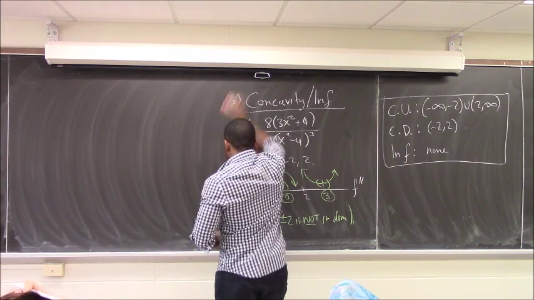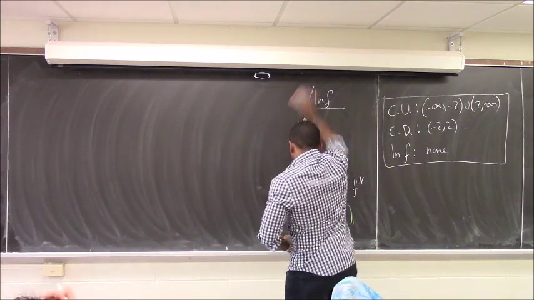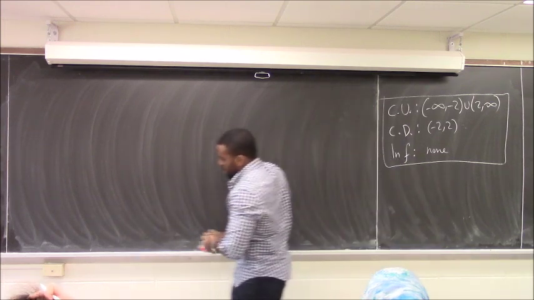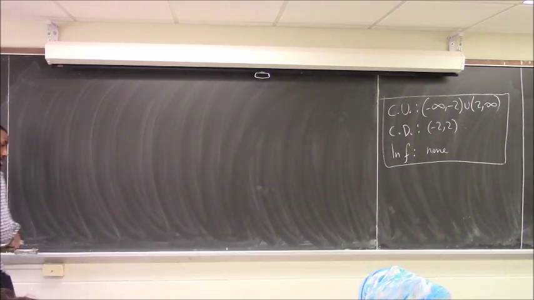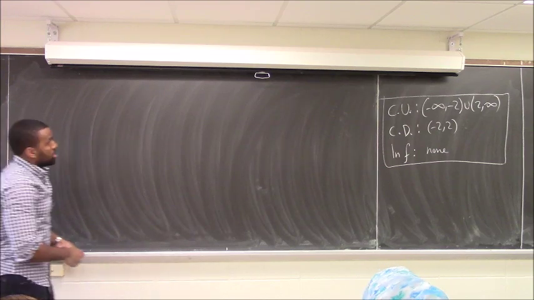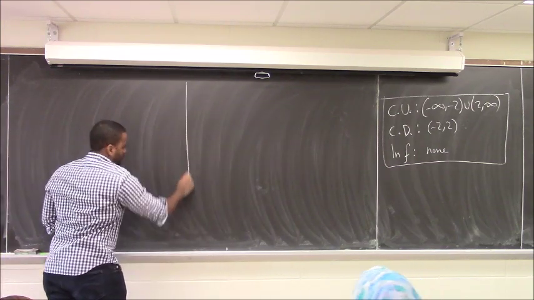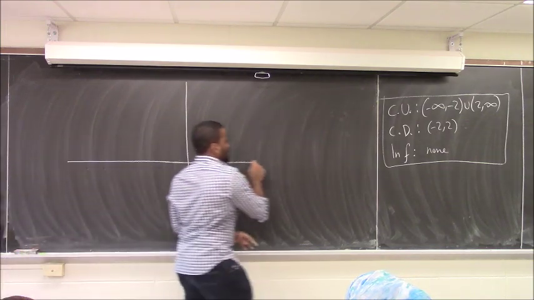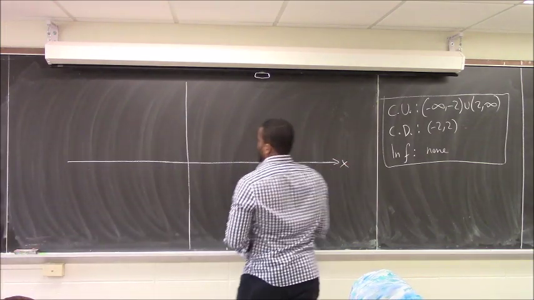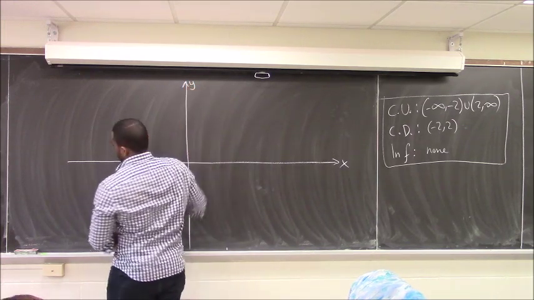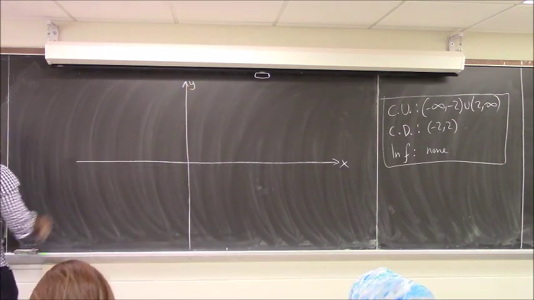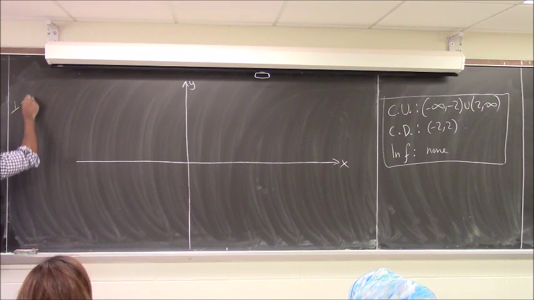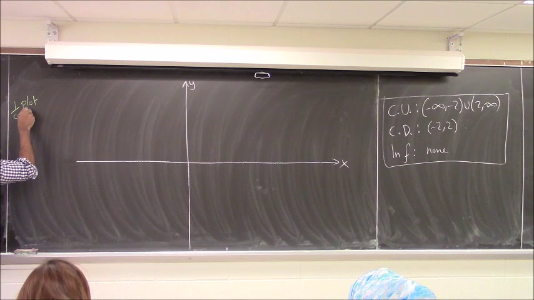Now, what I like to do is put all this information that I've just computed on the graph itself, just like draw a little skeleton before I actually do the graph. So I'm going to show you what I like to do here. This is my x and y axis. Normally what I like to do first is plot coordinates.